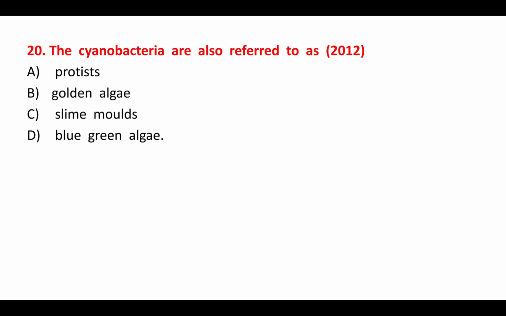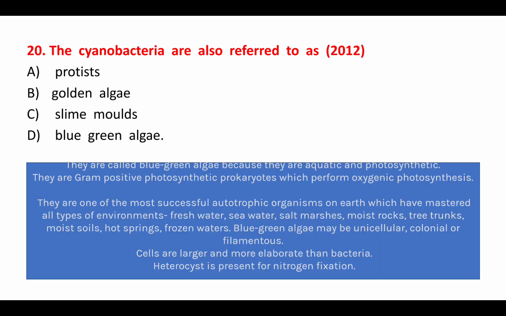Now let us move on to the 20th question. The cyanobacteria are also referred as. They are also called as what? BGA or blue-green algae. Why? Because one is their aquatic and second one is their photosynthetic. And they are said to be gram-positive, which perform oxygenic photosynthesis. And they are one of the most successful autotrophic organisms on the earth.